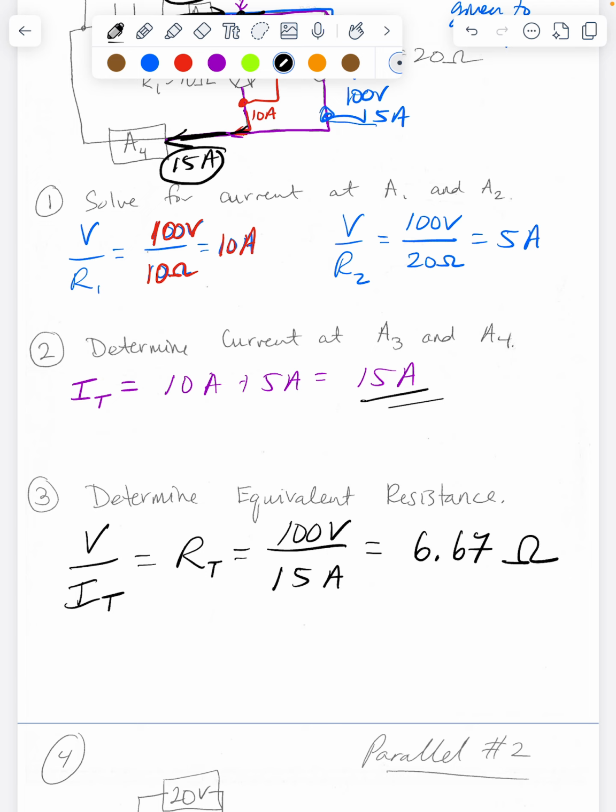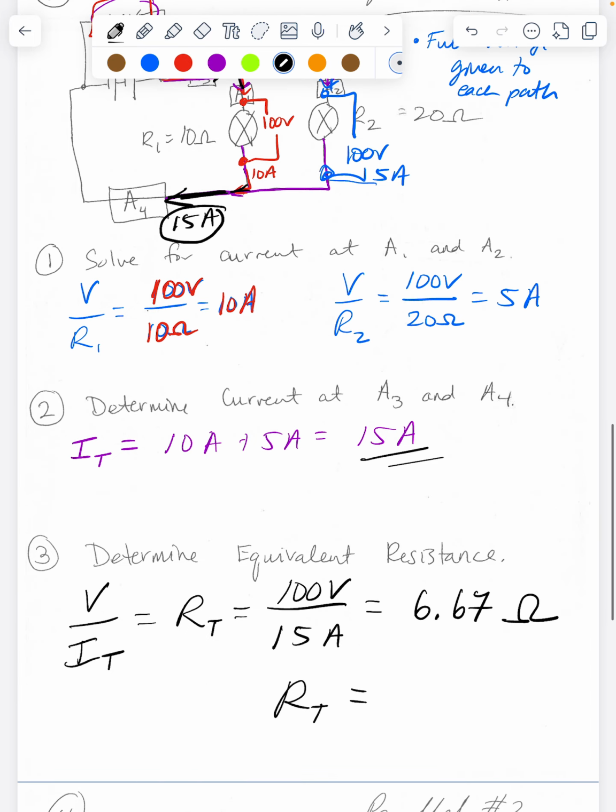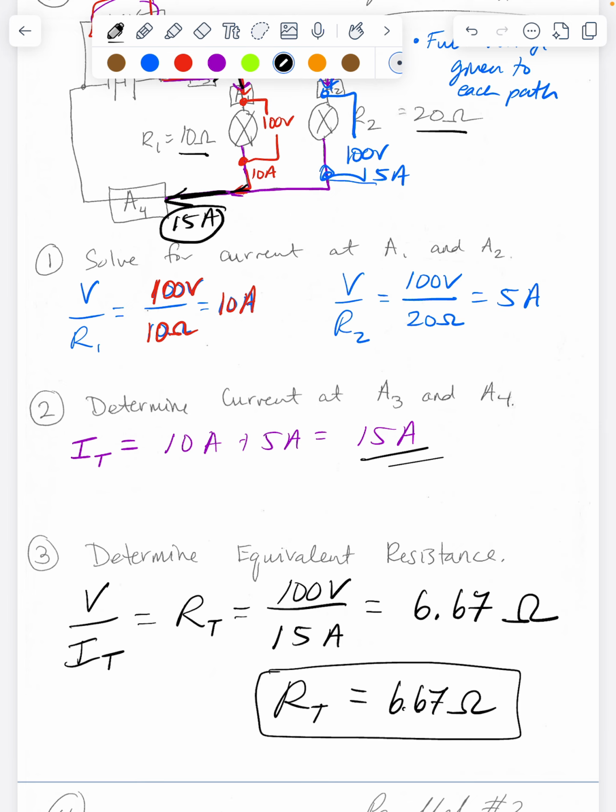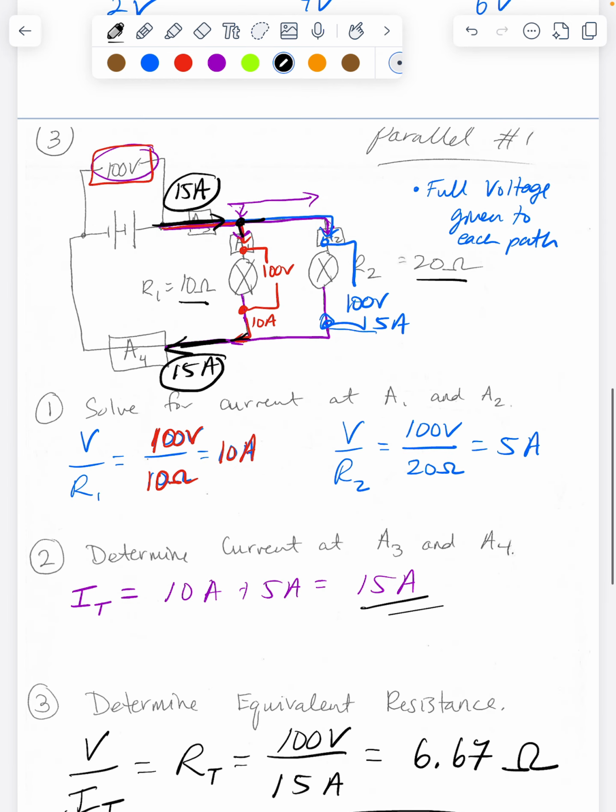Now, I find this very counterintuitive, that you can combine a 10 ohm resistor and a 20 ohm resistor, and somehow the total resistance is actually less than either one of the individual resistors, let alone their combination. That is quite counterintuitive. Now, why is that? It has to do with the fact that because we gave more paths, we've actually made it easier for more current to flow.